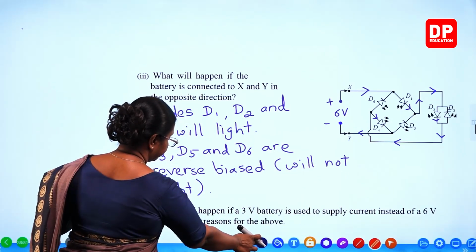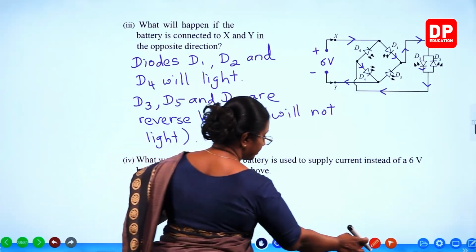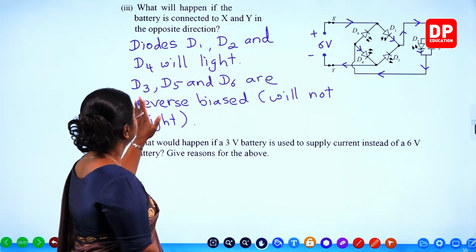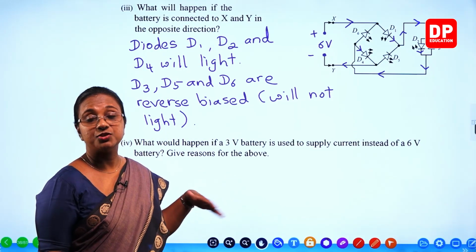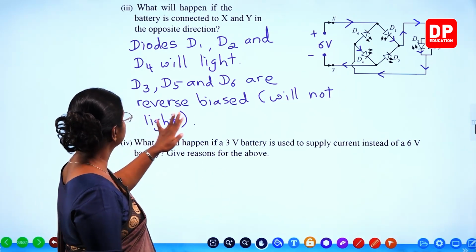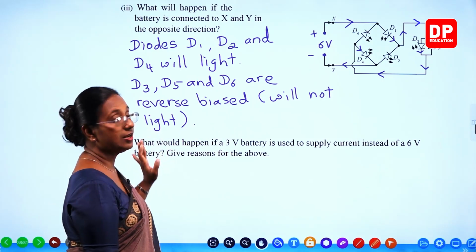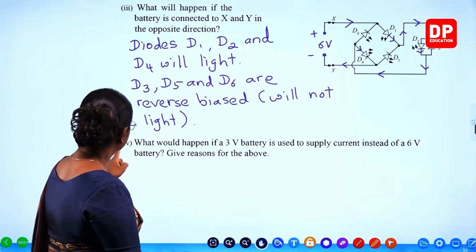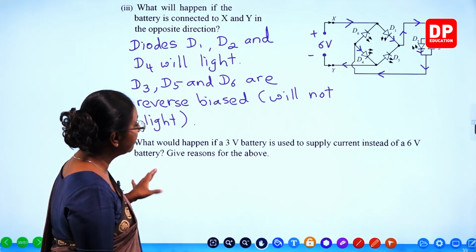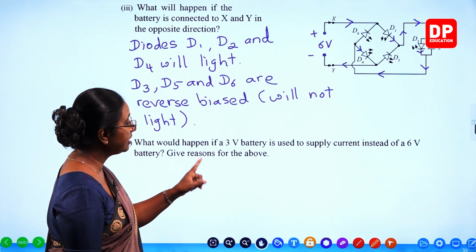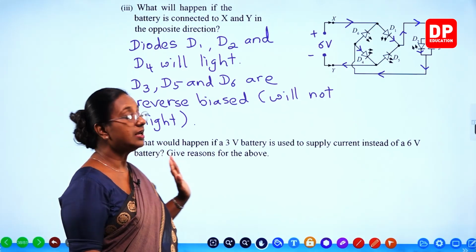So then, here you can see we have answered the question. D1, D2 and D4 are forward biased or they will light up. Others, D3, D5 and D6, they are reverse biased, therefore they will not light. Then the fourth part. What would happen if a 3-volt battery is used to supply current instead of a 6-volt battery? Give reasons for the above.